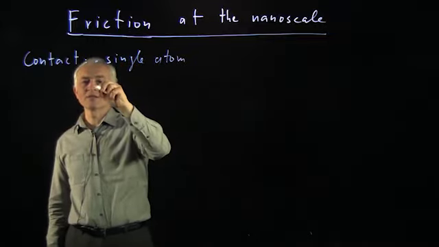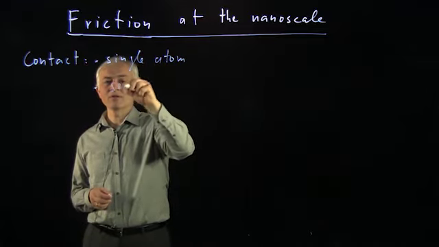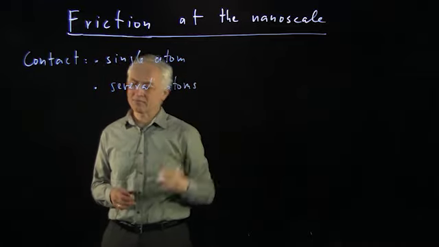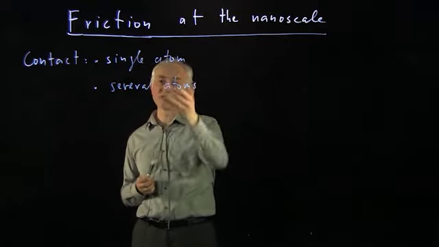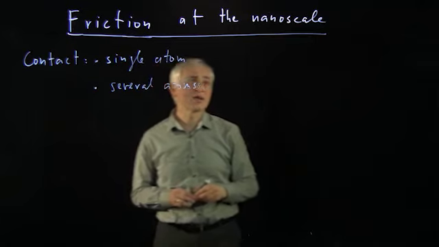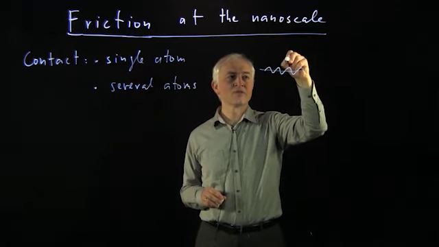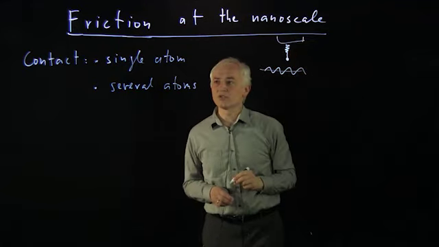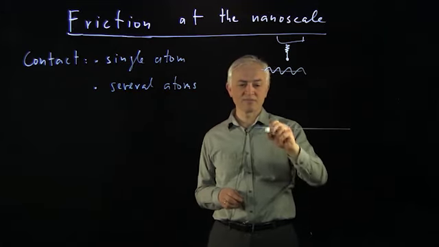So let's consider a contact area where several atoms, maybe a long chain, maybe just a few atoms. In the case of nanoscale, probably just a few atoms. Several atoms will be making up the contact. So instead of considering this situation with one atom on a spring, which is the single atom case, now let's consider a situation where several atoms make up the contact.